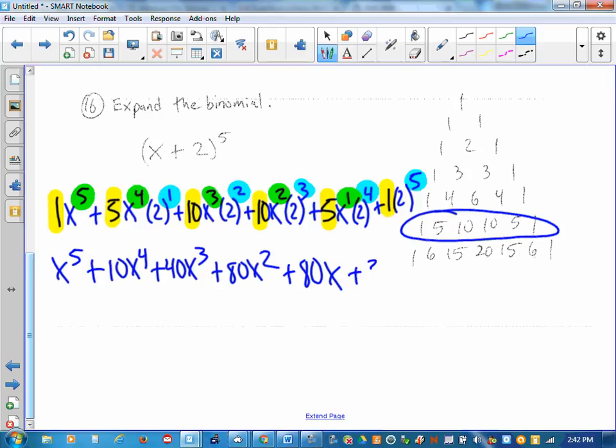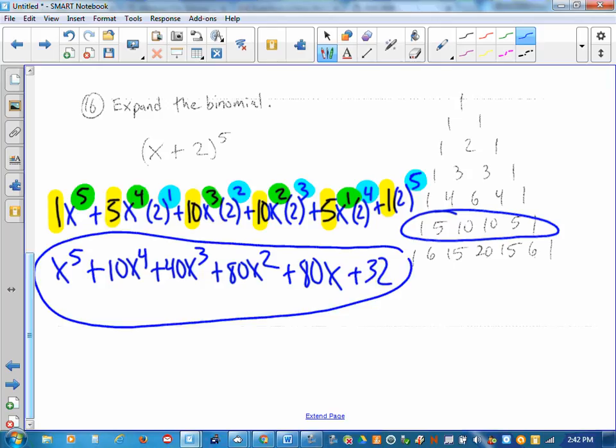So here we go, 32. So this is the answer. I really want the simplified one.